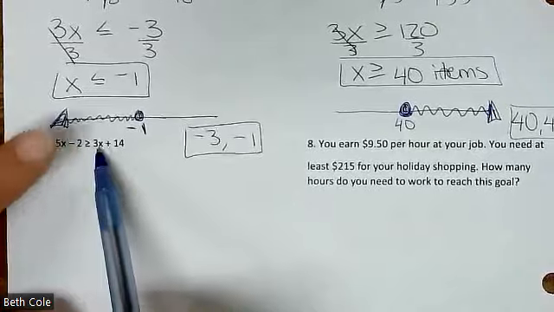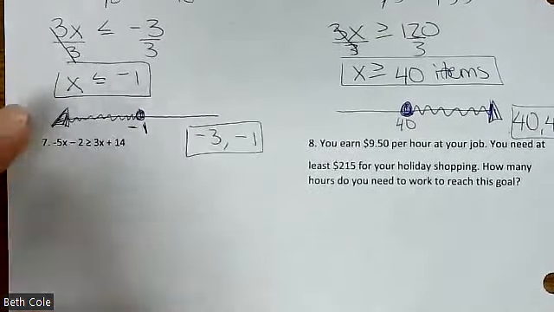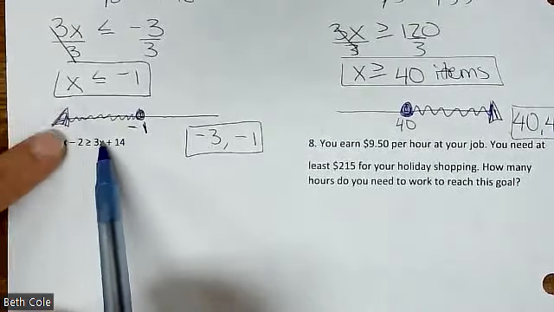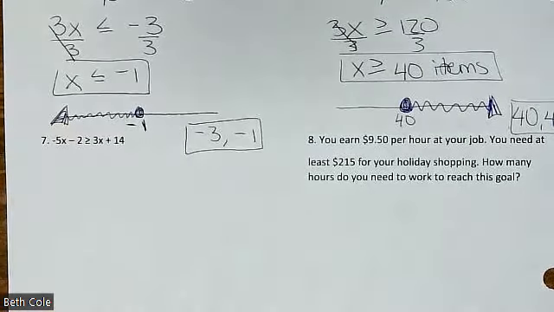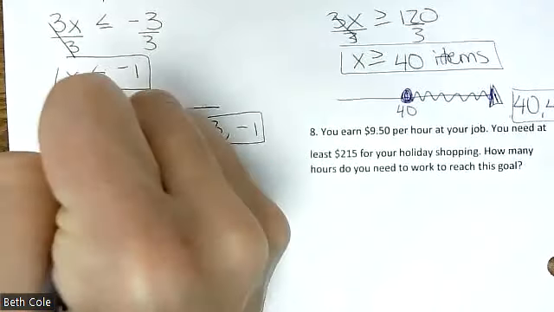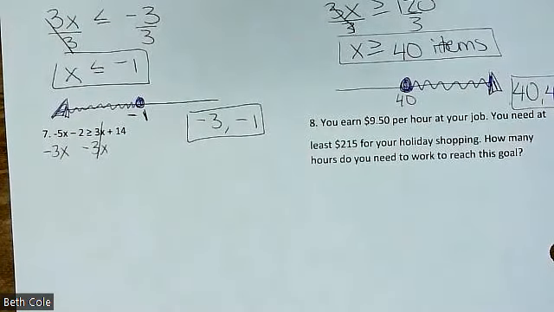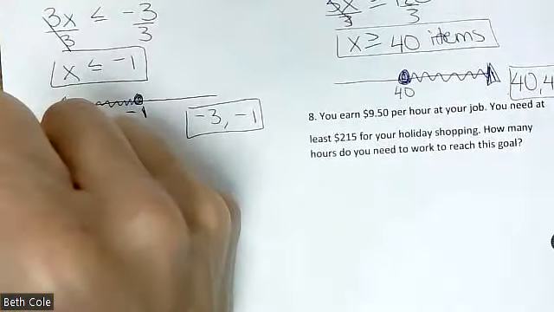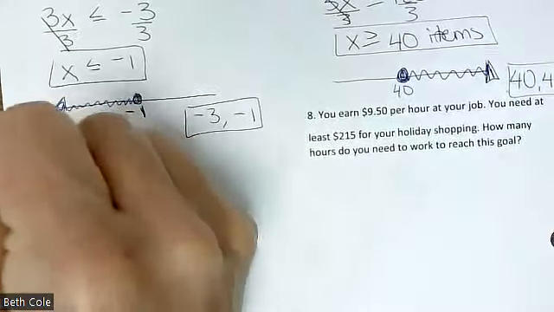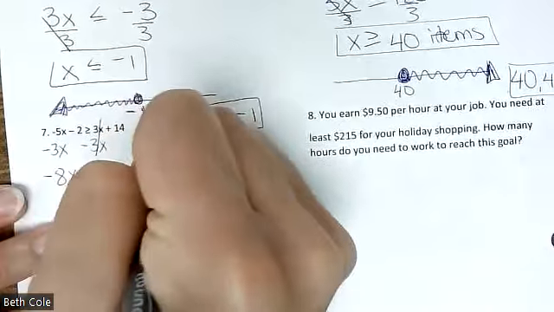Now this one has x's on both sides. Can you close that for me? Yeah, just close that. So what would you need to do to both sides to get them together? Minus which one? Yeah, minus 3x, minus 3x. You have to get all the x's together. Now, -5x and -3x will be -8x minus 2 greater than or equal to 14.